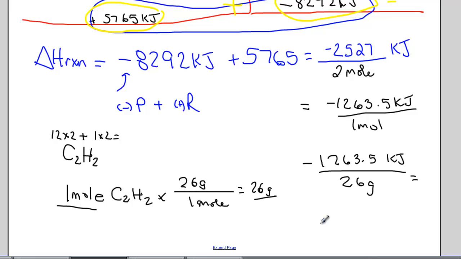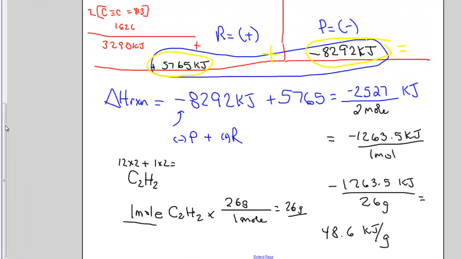So I'll divide my 1263.5 divided by 2, and I get 631. Why did I hit 2? I meant to hit 26. Calculator error. Let me back the bus up. 1263.5 divided by 26. That's what I meant to hit. And we get 48.59, and I'll just round that, and that's kJ per gram.